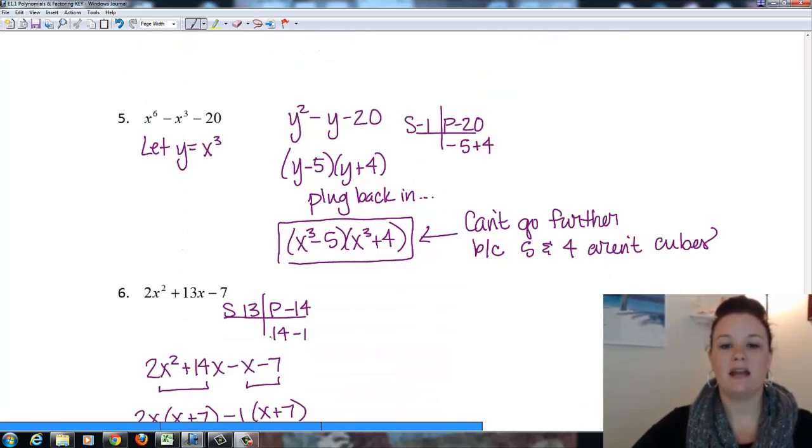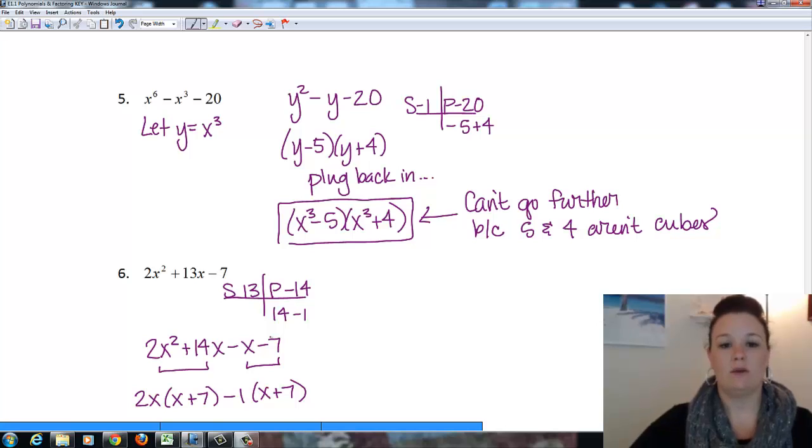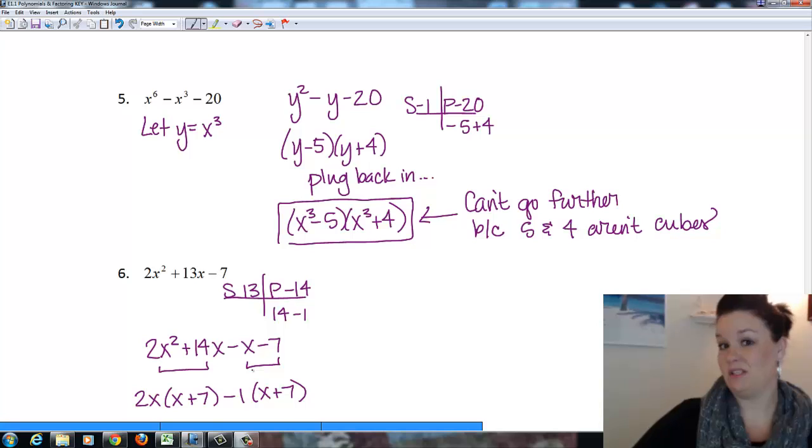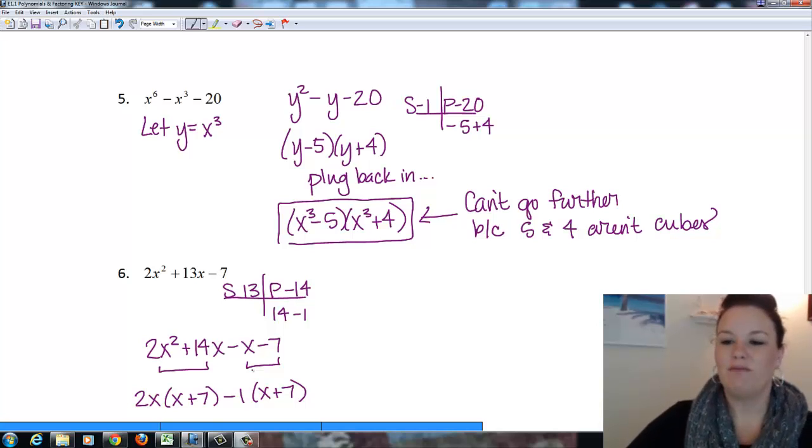And then number 5, I use substitution. I let y equal x cubed so that I would have a polynomial that has a y squared and a y, which is something I know how to factor. Okay. We use sum product using the shortcut because our leading coefficient is a 1. We get the factors y minus 5 and y plus 4, and then we plug back in. Now what we're left with looks like it could be a sum and difference of cubes, but since 5 and 4 are not perfect cubes, we don't go any further. We just leave it right there.